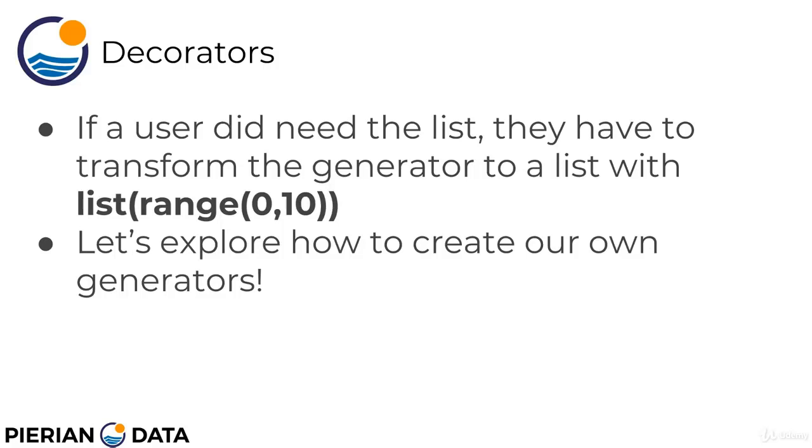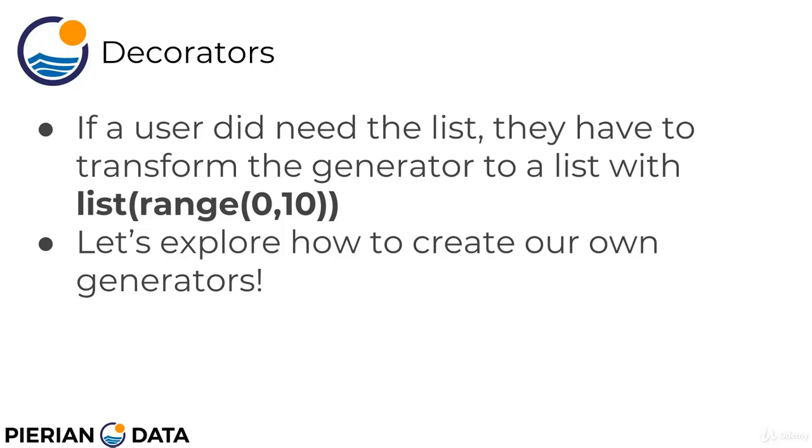Now, if the user did need that list, what they have to do is transform the generator to a list with list(range(0, 10)) or 0 to a million or whatever their start and stop values are. So that's why when we're working with range, if we actually wanted to get a list of numbers, we had to cast it to a list, because range itself is a generator and it's just remembering the last number it sent out and then the step size to generate the new number. That way it doesn't have to store this huge list in memory and it makes it a lot more efficient.